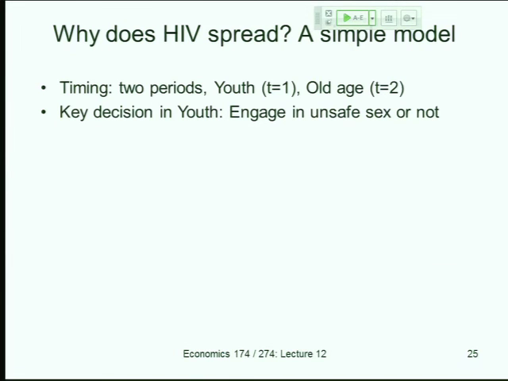The reality is there's a continuum, right? You can have unsafe sex once, twice, 3 times, 4 times, etc. And we're not going to model that decision in a continuous way. For simplicity, we're just going to say you either are someone who has unsafe sex a lot or you don't. That's just going to simplify the intuition, but you can extend all of this to a decision over every single chance you have to have unsafe sex. This is going to simplify things.